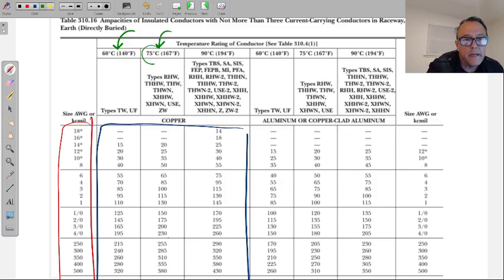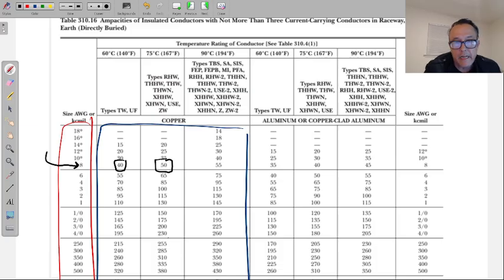This column is for wires rated with an insulation of 75 degrees Celsius, and this one is 90 degrees Celsius. Let's pick one wire, for example, this number 8. In the 60 degree column, the number 8 can hold 40 amps. If you go to the 75 degree column, that number 8 now holds 10 more amps. And if you go to the last column, the conductor can now hold 5 more amps. So you've now seen a trend.